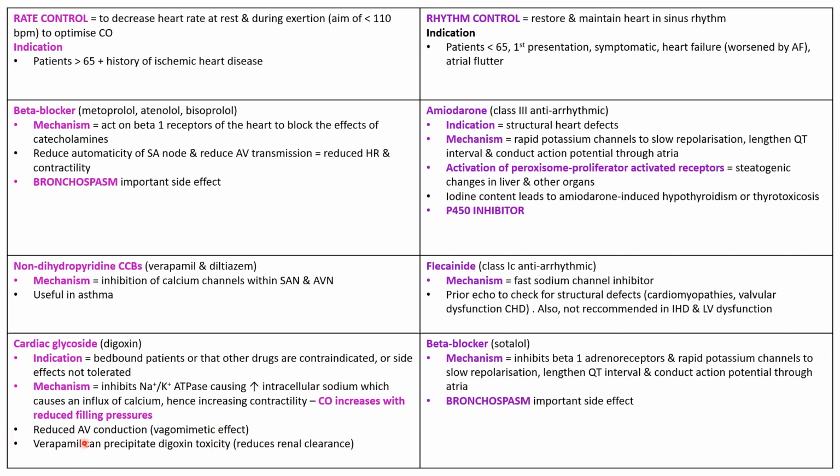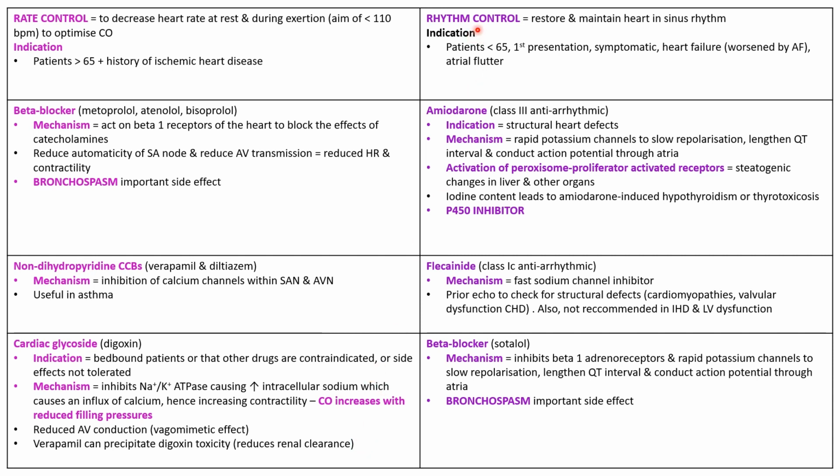Important to also mention that verapamil, like here for example, can precipitate digoxin toxicity because it reduces its renal clearance. Other things that can precipitate digoxin toxicity are also particularly elevated levels of potassium. So you need to check the U&Es for that too.